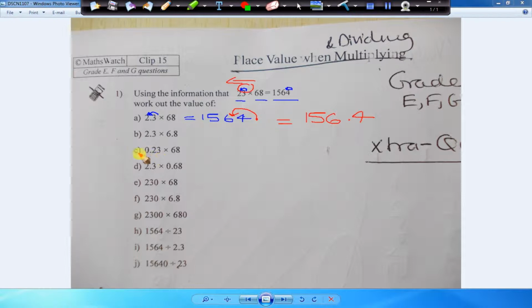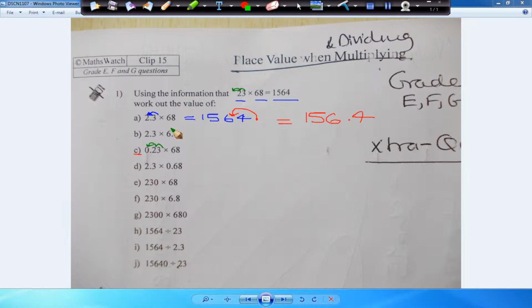Right, let's move on to part C. In part C, if you look over here, I'm going to rub that off now. Can you please copy this stuff down as we go along? So part C, we have 0.23. Now you have to look at the original question here. 23 has been made into 0.23. What have they done to 23? They made it, this time, 100 times smaller. They've made the original 23 100 times smaller.